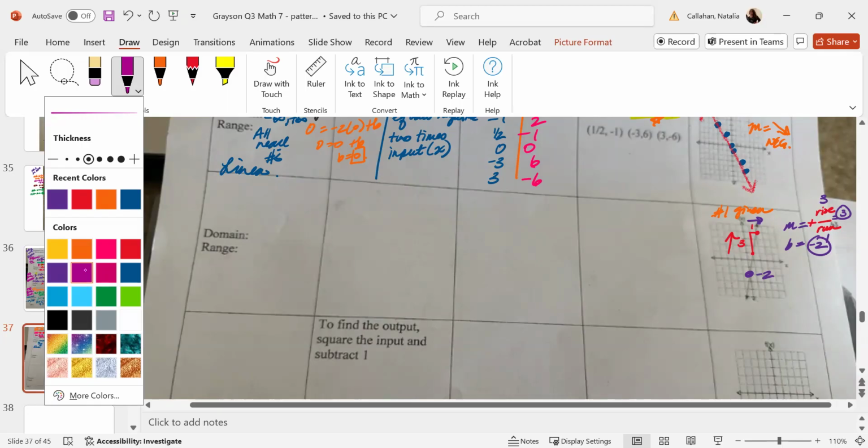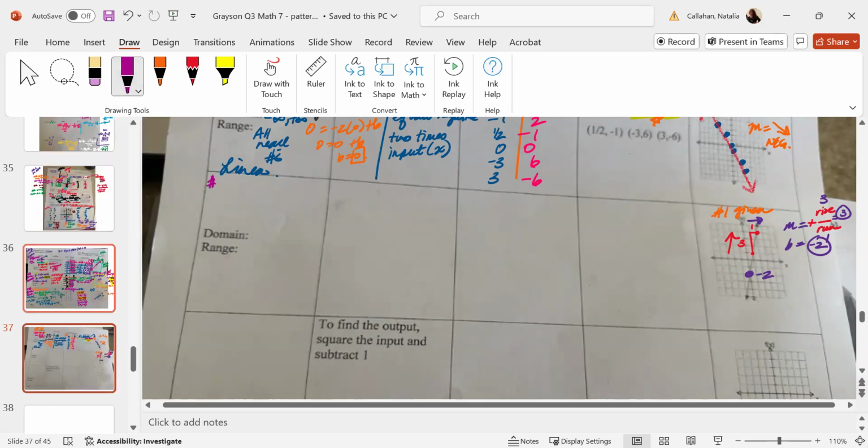What's the next one we're going to find? Number 2 is the equation. F of x equals, what's the equation?